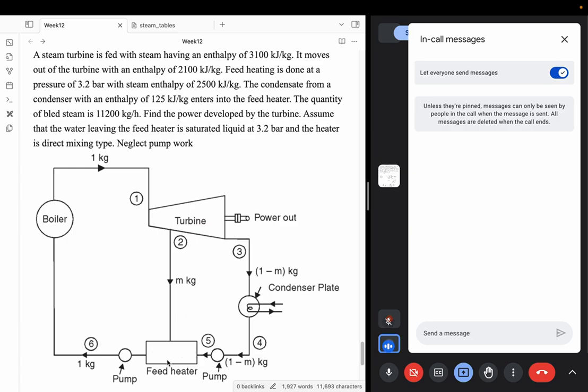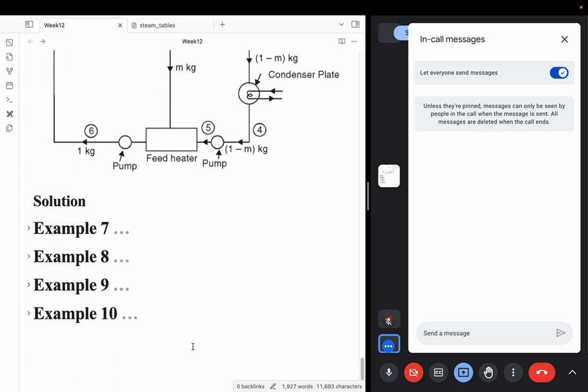The quantity of the bled steam is 11,200 kilogram per hour. Find the power developed by the turbine. Assume that the water leaving the feed heater, that is going into your pump, is saturated liquid at 3.2 bar, and it will go into the pump and reach state 6, and the heater is a direct mixing type. What do you mean by direct mixing type is basically both of these get mixed, so you can apply your energy balance. That's what we are saying.